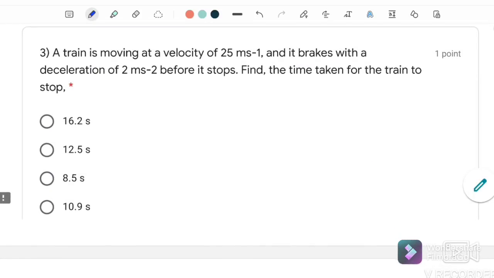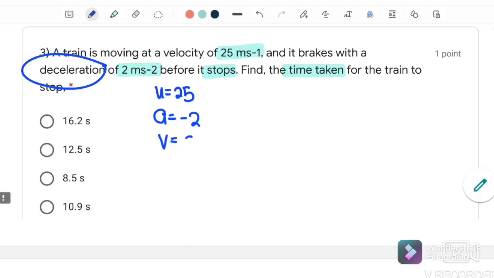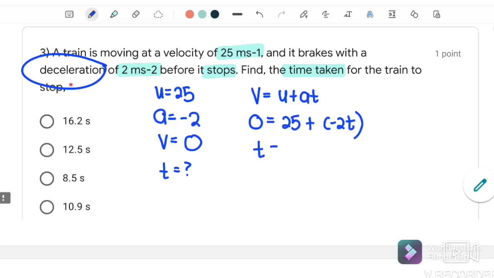Question number 3. A train is moving with a velocity of 25 meters per second. It brakes with a deceleration of 2 meters per second squared before it stops. Find the time taken for the train to stop. What information do we have? The initial velocity is 25 meters per second, the deceleration means a is equal to negative 2, and finally it stops, so the final velocity is equal to 0. We want to find the time taken. Using the equation v equals u plus at, we substitute v equals 0, u is 25, plus a is negative 2 times t. Finally, the time taken is equal to 12.5 seconds. The answer is B.